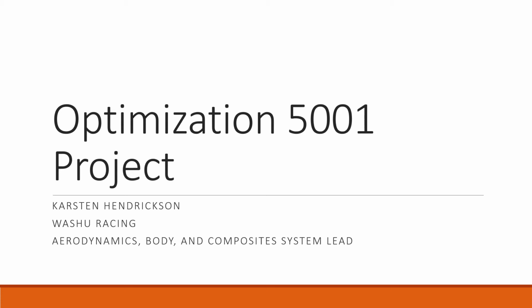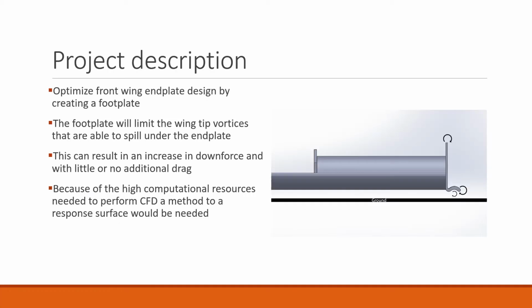My name is Karsten Hendrickson. I am the Aerodynamics Body and Composite System Lead for WashU Racing, in charge of designing the 2020 car's aerodynamics package, and this is my final project report for Optimization 5001.